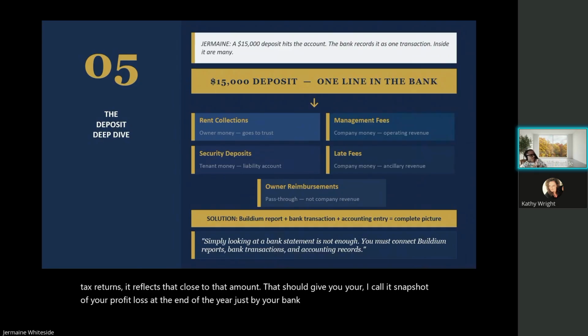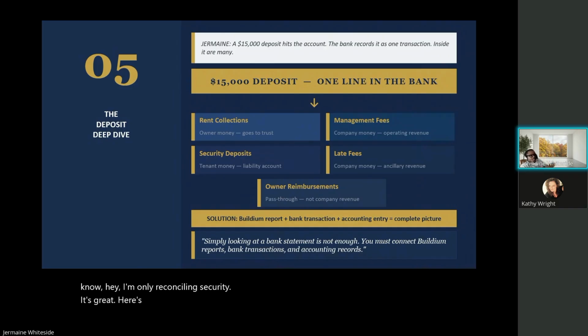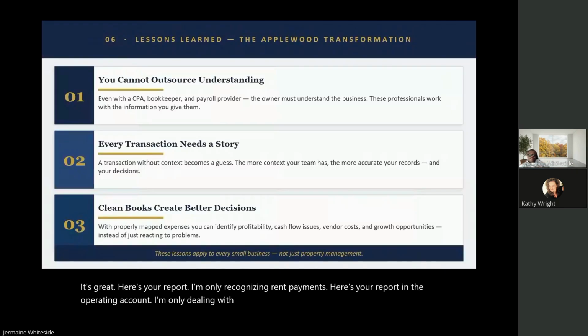So by using bank accounts for those four buckets, it helps the bookkeeper when he's reconciling. He knows, hey, I'm only reconciling security deposits. Great, here's your report. I'm only reconciling rent payments. Here's your report. In the operating account, I'm only dealing with the Applewood expenses. Right.